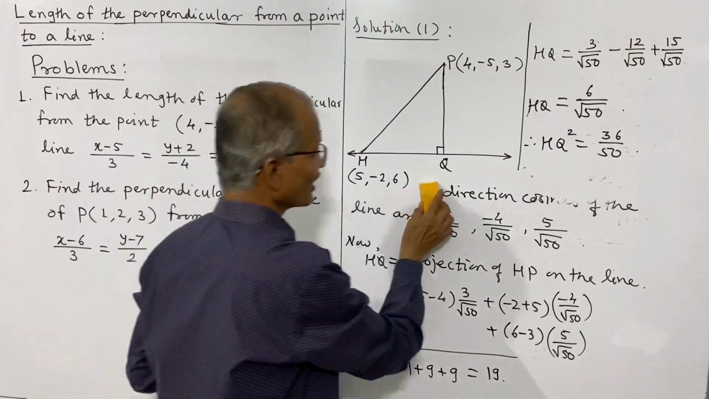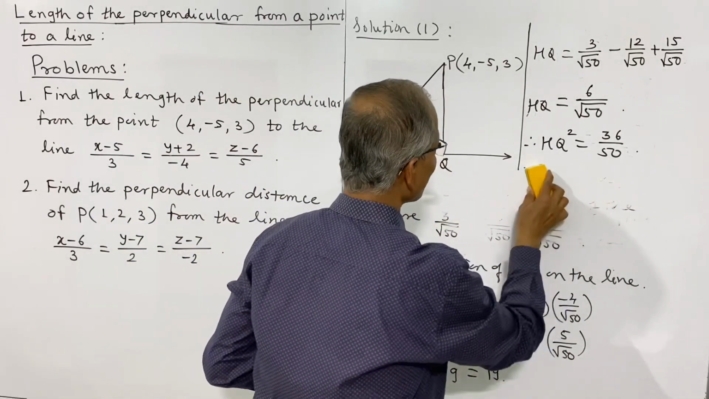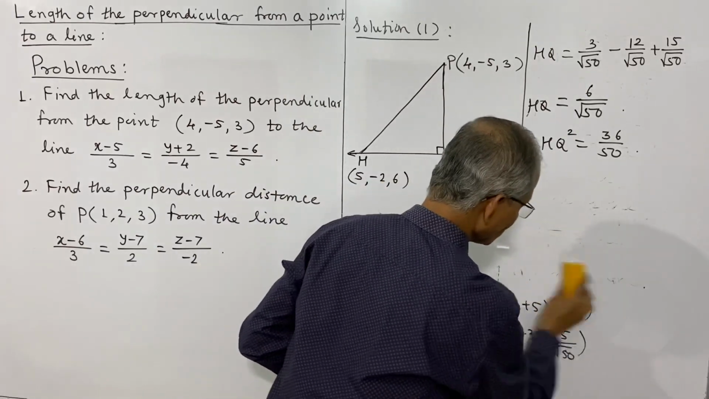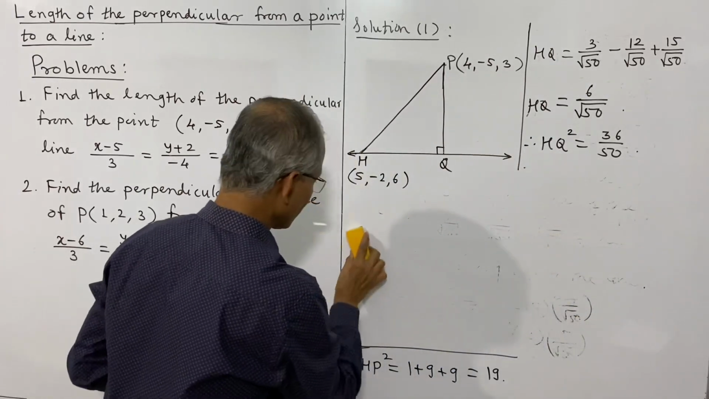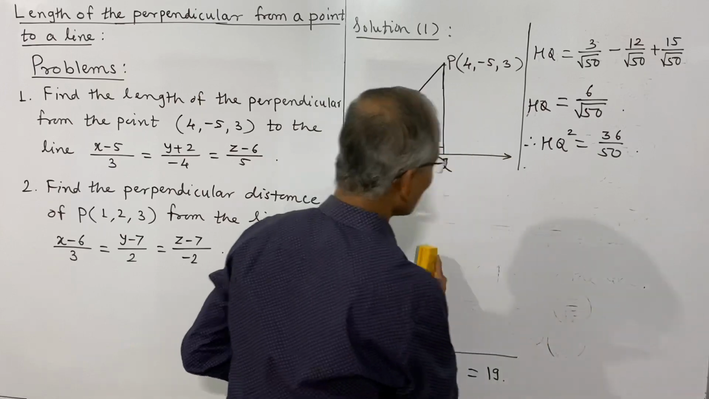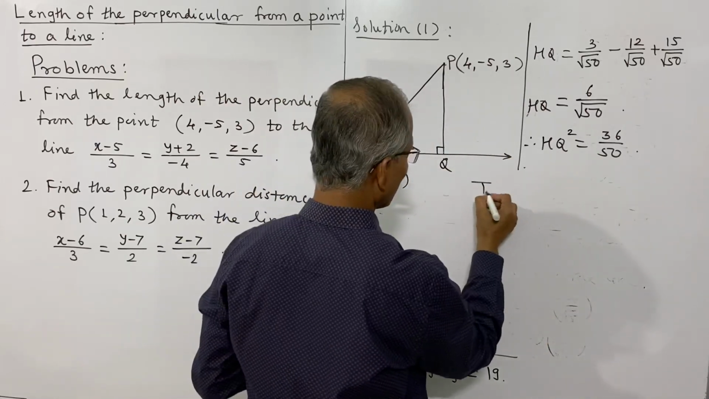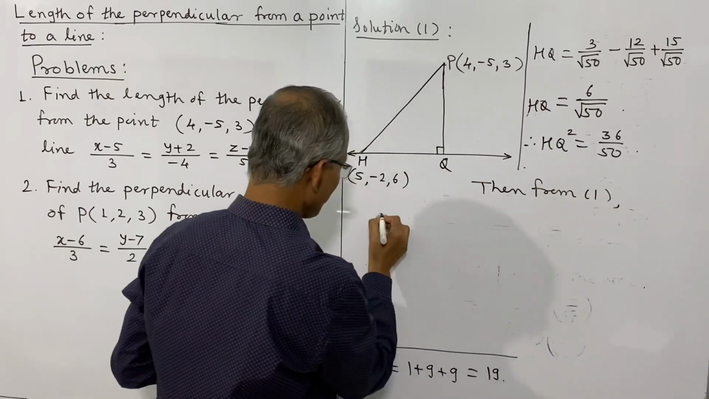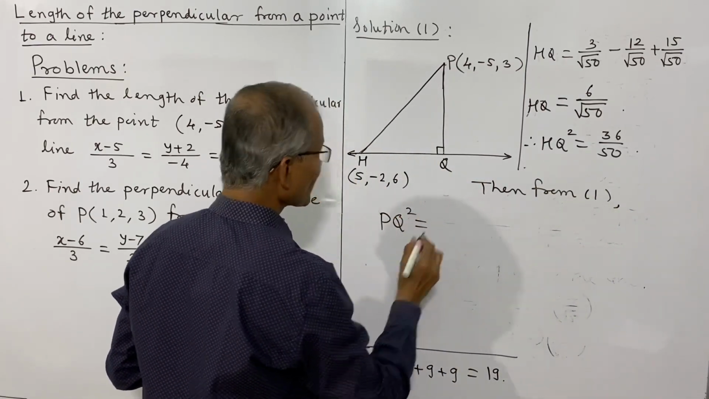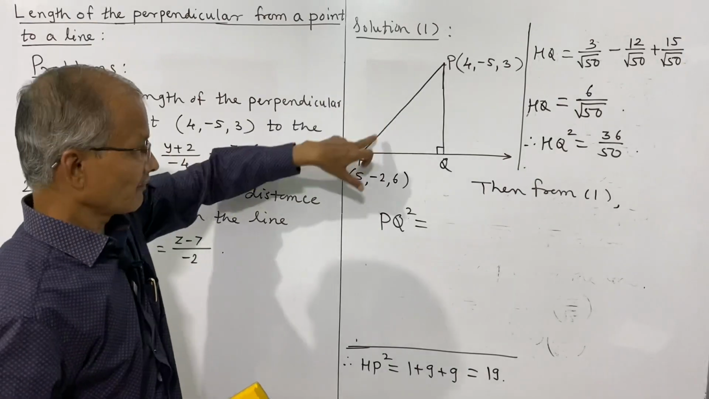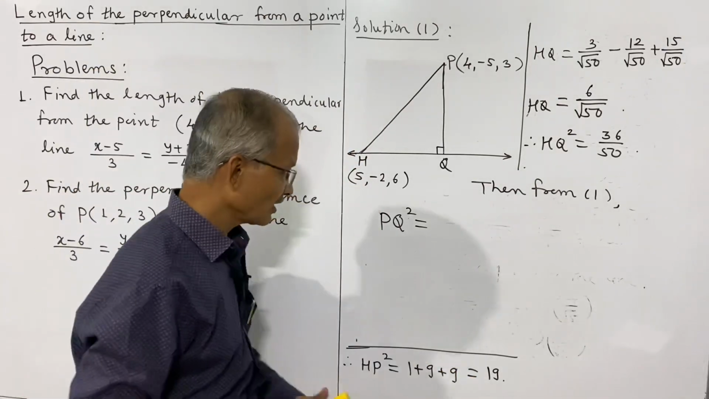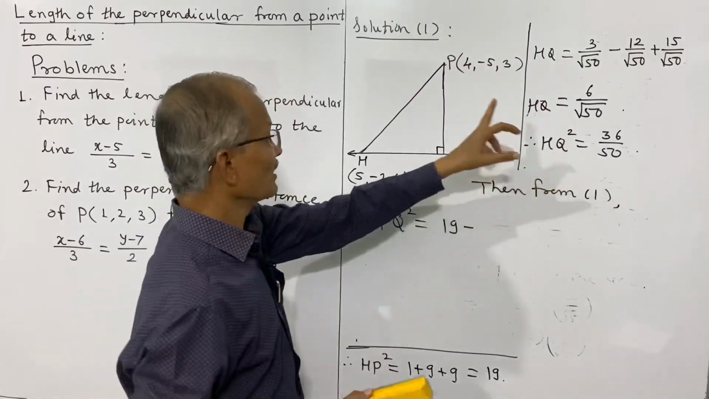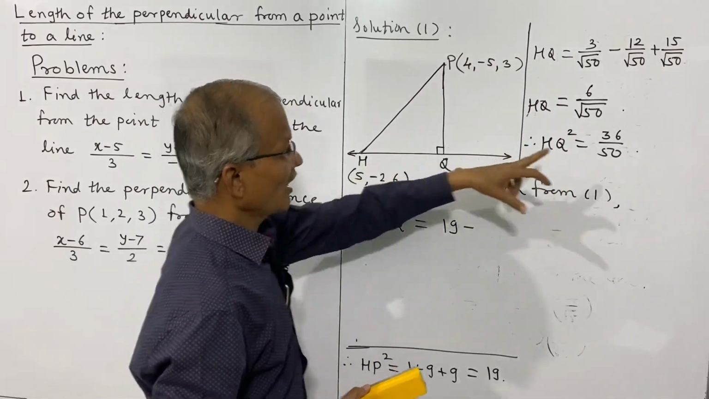What is our equation 1? That is PQ square is equal to, then from 1, PQ square is equal to HP square. HP square I shall write directly now, 19 minus HQ square, and that is by Pythagoras theorem.